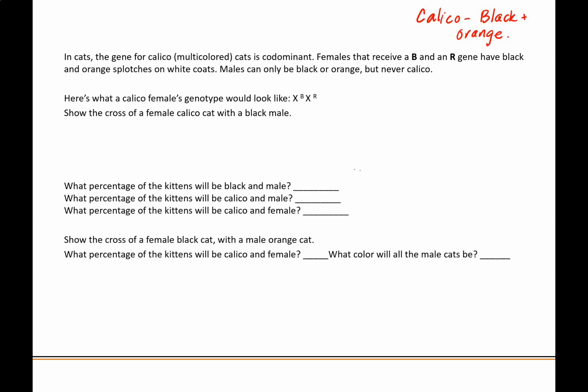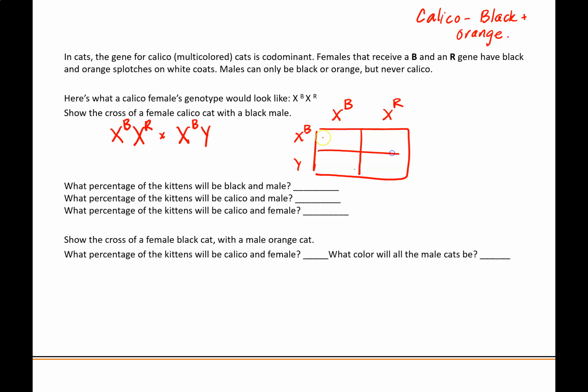So, if we look at a heterozygous calico female, let's cross her with a black male. So, calico female, a black male would have the B allele. So, when we do that, XB XR. We've got a black female cat. We've got a calico female. We've got a black male and an orange male.